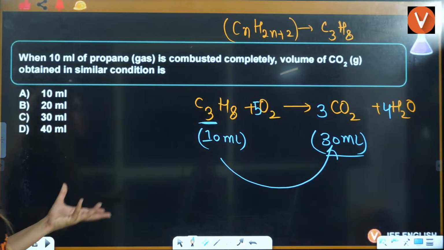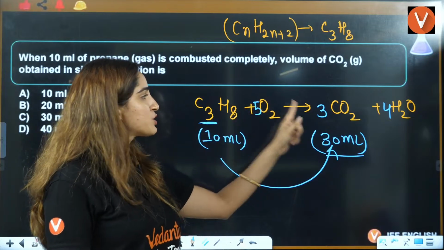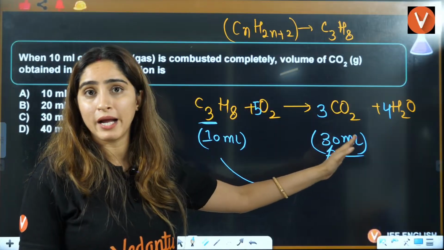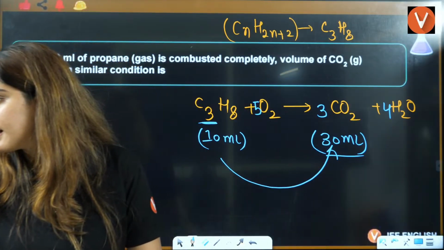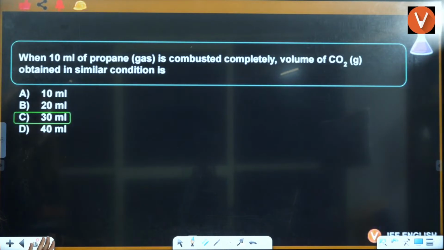All you have to do is apply Gay-Lussac's law, that the ratios, this 1:3, is the ratio of the volume only. So if this is 10, this will be multiplied by 3, that will be 30, right? So the answer is going to be C is the correct answer here.